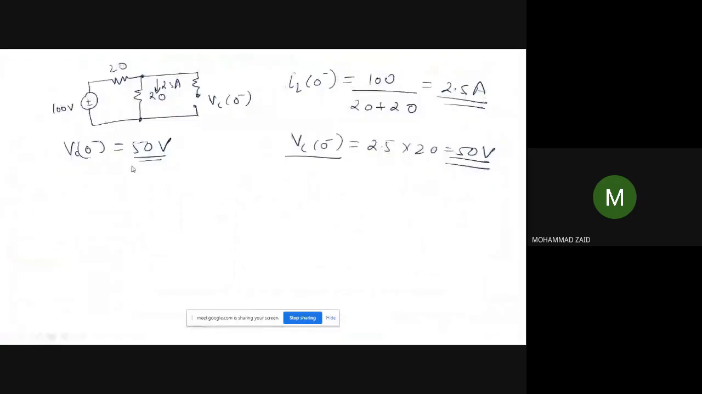Okay. So once you know the voltage, that is the voltage across these two terminals is 50. Now the next thing you would need to calculate is what will happen for t greater than 0 plus. This is short circuit, that means the resistance will not come in. So at t is equal to 0 plus, we can replace an inductor with a current source, and we can replace a capacitor with a voltage source. This is only for t is equal to 0 plus.